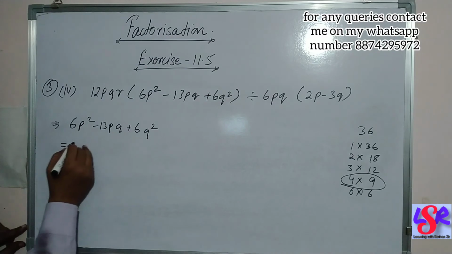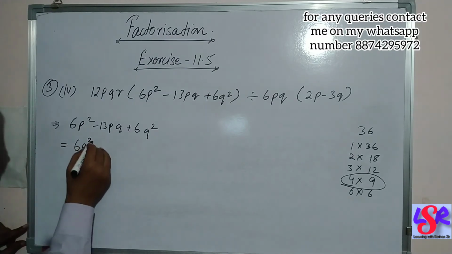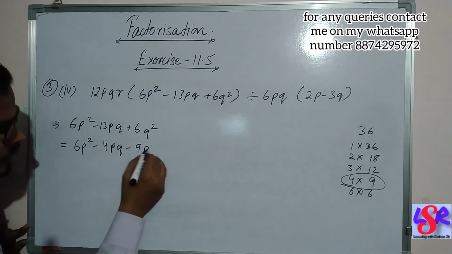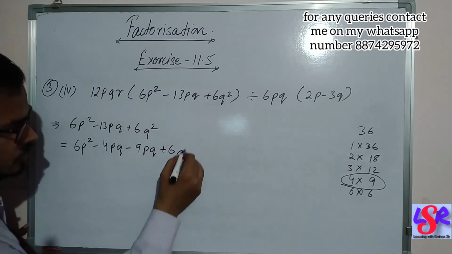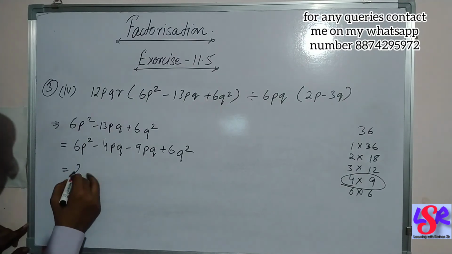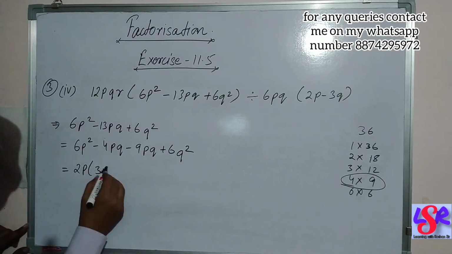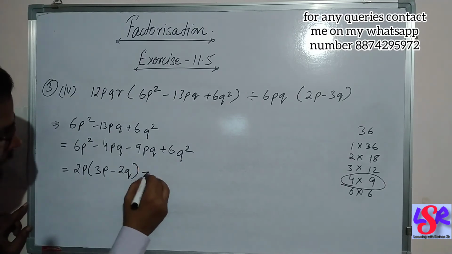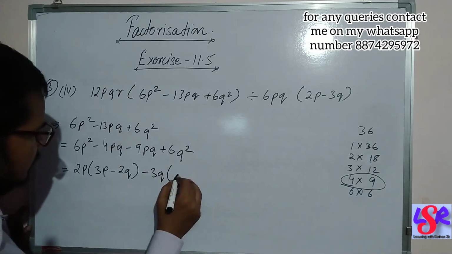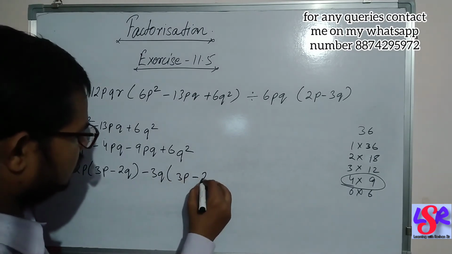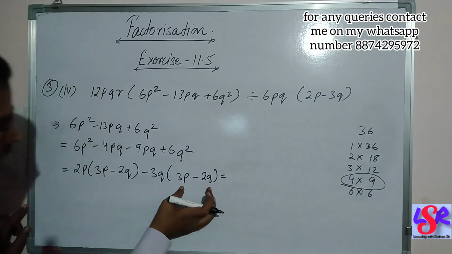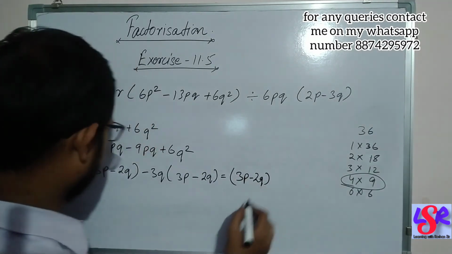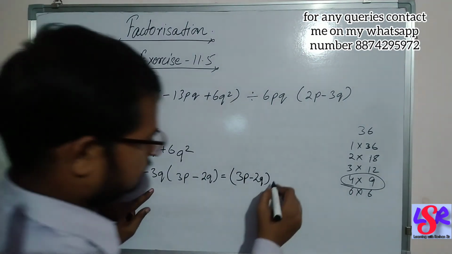So we can write this one as 6p square minus 4pq and minus 9pq plus 6q square. Now we can take the common of 2p from here, so 2p, and we're left with 3p minus 2q, and from these two we can take minus 3q as common and we're left with 3p minus 2q, and when we take 3p minus 2q as common we're left with 2p minus 3q.